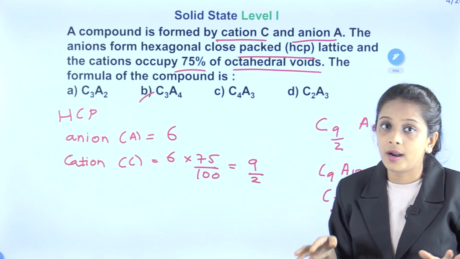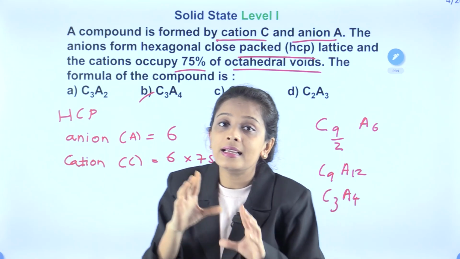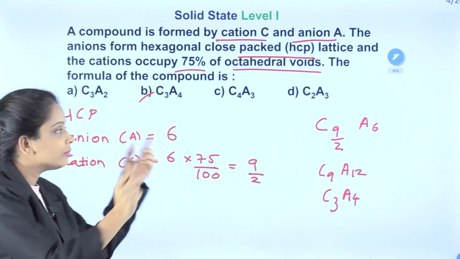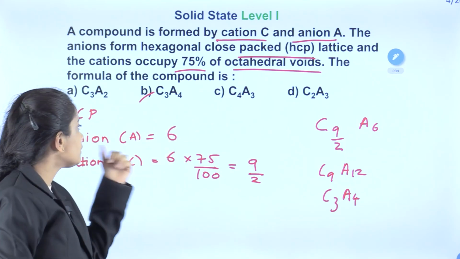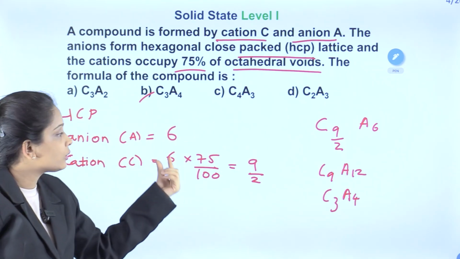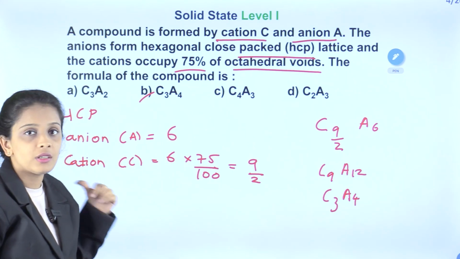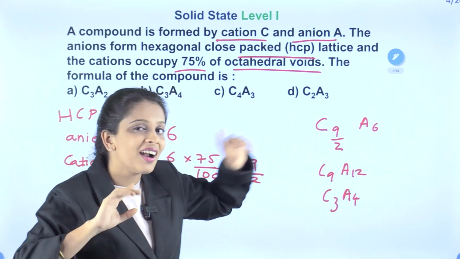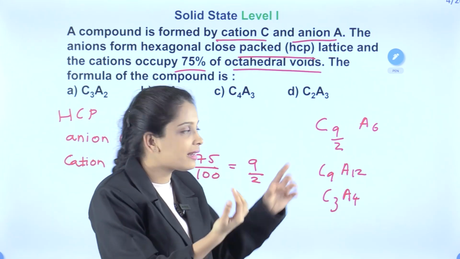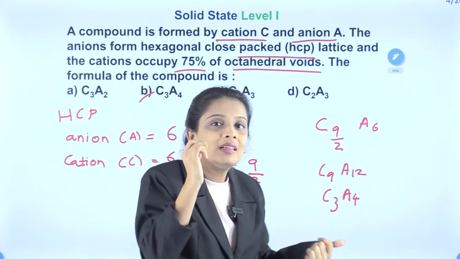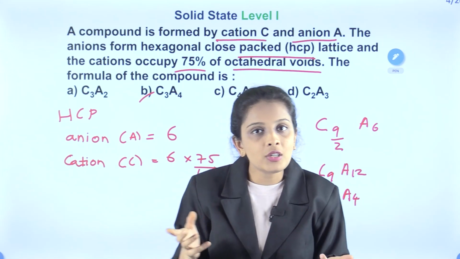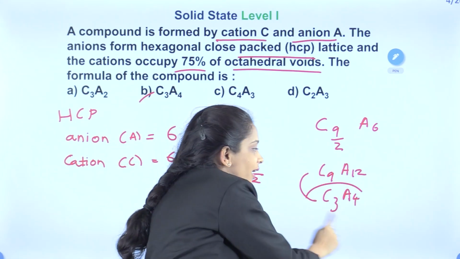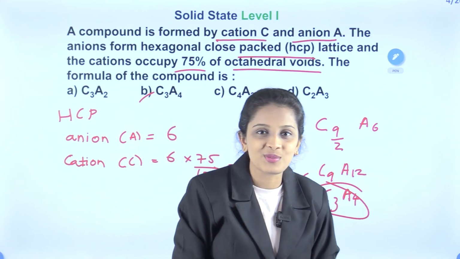The important thing that you need to understand here is the 75% of the octahedral voids, meaning anions are there, so 75% of that you need to take. Again the ratio, it can't be a fractional ratio, so we have multiplied that by 2, and you need to have a simple whole number ratio. So for that we have divided it by 3 to get our final answer. I am hoping you understood this part very well.